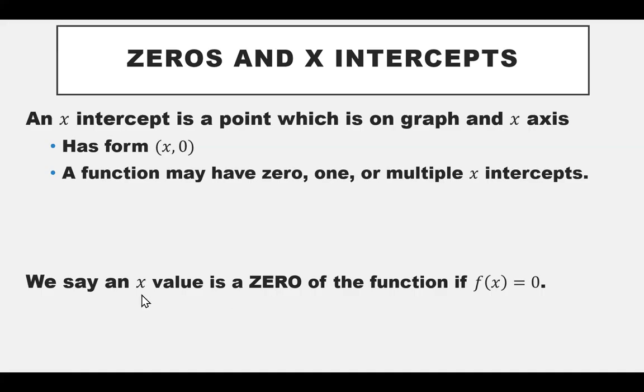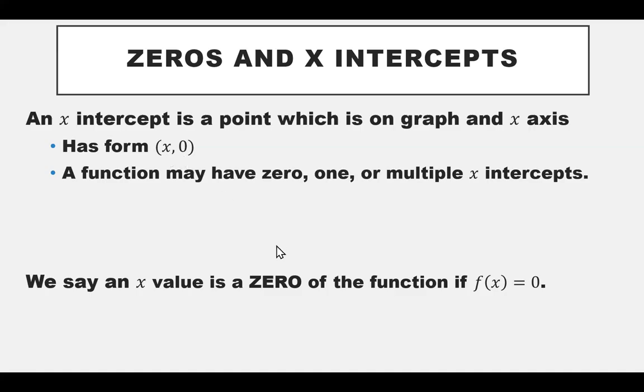We say that an x value is a 0 of the function if when you plug in that value, you get an output which is 0. So it's a 0 of the function if you plug it in and you get out a 0. Notice that plugging in an x and getting out a 0 is going to force us to have a point x comma 0 that satisfies the function. So every 0 of a function is an x-intercept.